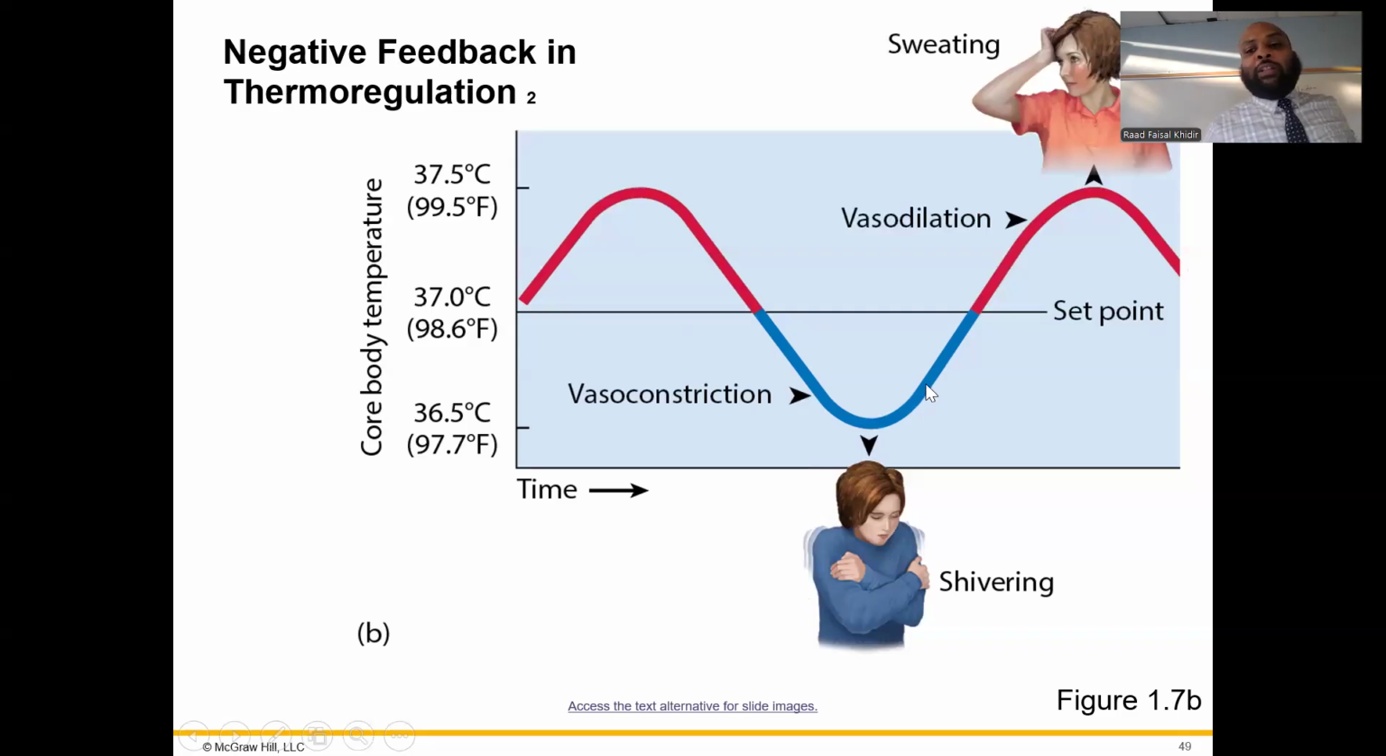And then temperature goes right back up. Here temperature went back down. So here sweating and vasodilation brought temperature down. And here vasoconstriction and shivering brought temperature up. After it was down, they brought it up. And here after temperature was up, they brought it down to the set point, euthermia. You see this now?